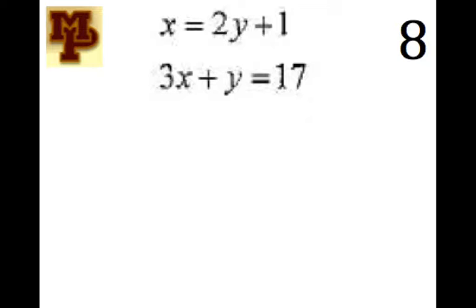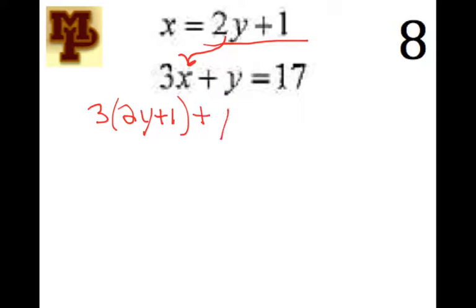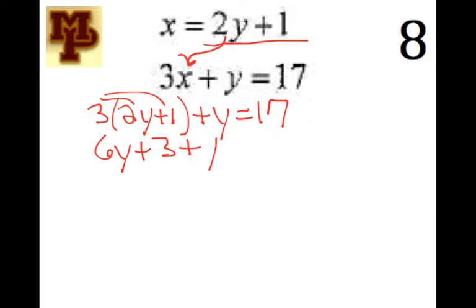So this one is substitution. So we're going to take the x and we're going to plug that in. So it's going to be 3 times 2y plus 1 plus y equals 17. So we're going to distribute. So we have 6y plus 3 plus y equals 17.